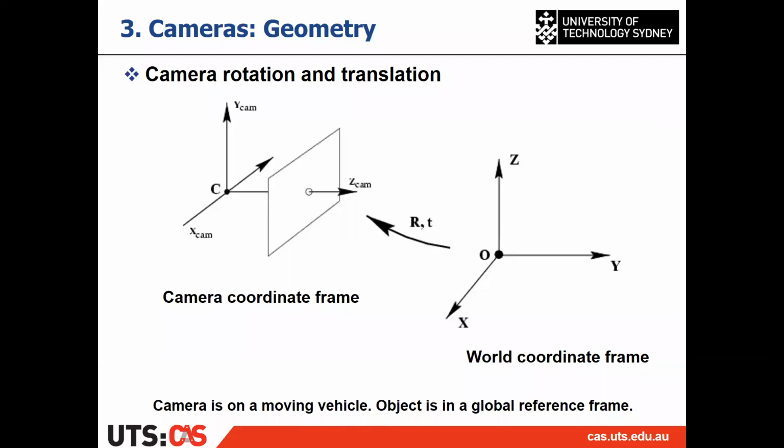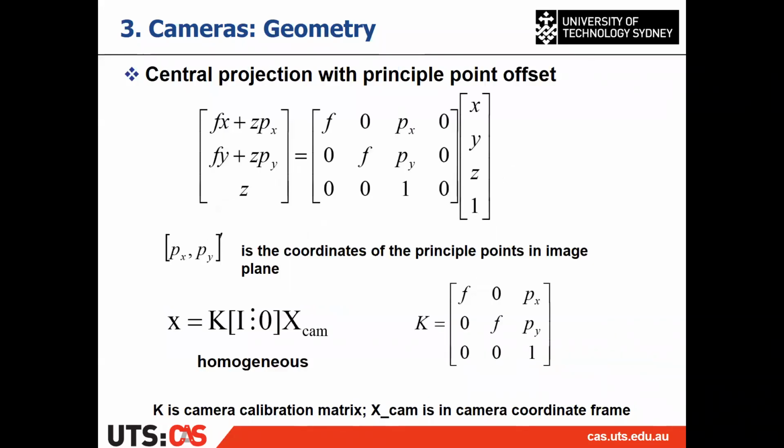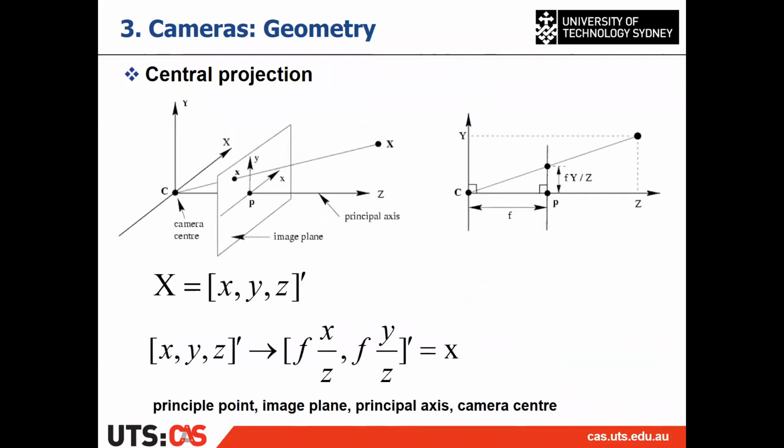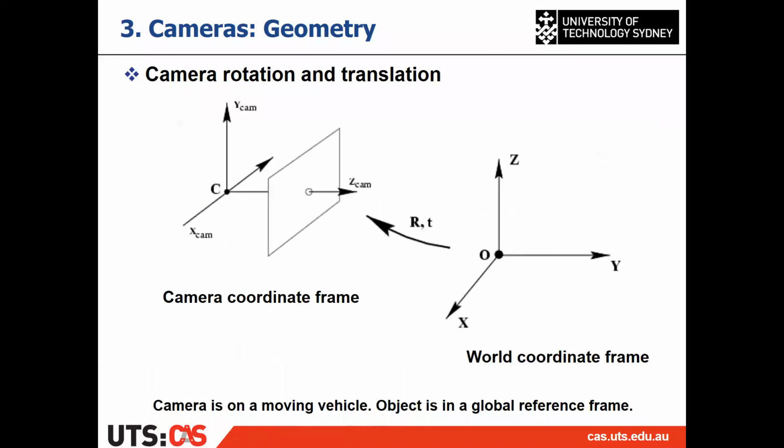Then, after the central projection with the principal point offset, we have the general case, which includes the camera rotation and translation. If we go back to this figure, the central projection with the principal point offset, the 3D point here is in the camera coordinate frame. Shown here. So this is the camera coordinate frame. The center, the orange one, is the camera center, and the z-axis is the principal axis. Right? And for the central projection and the principal offset, we have the 3D point in the camera coordinate frame. But in most cases, the 3D point is not in the camera coordinate frame, right? It's a point in the world coordinate frame or global coordinate frame, and your camera can move, and the camera has a separate coordinate frame.